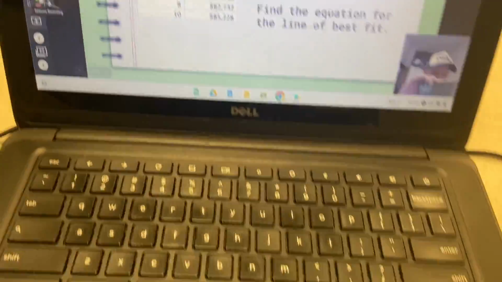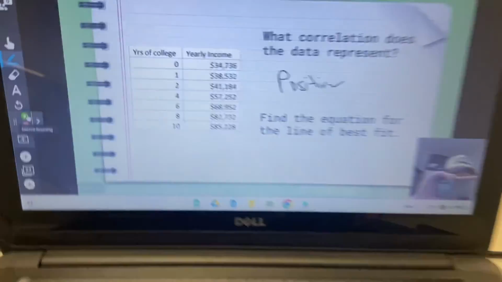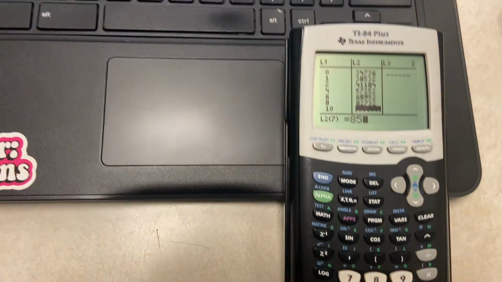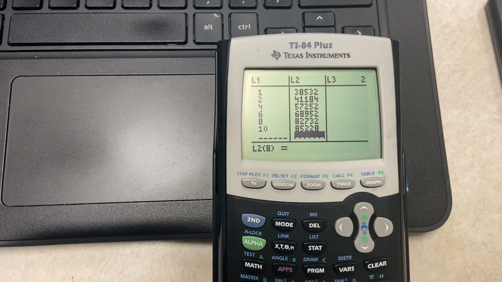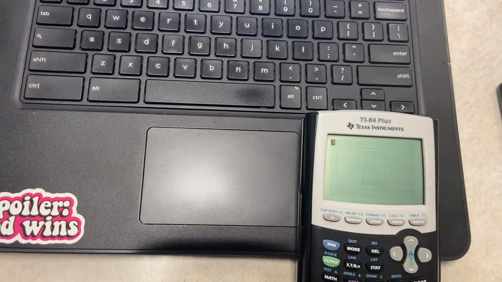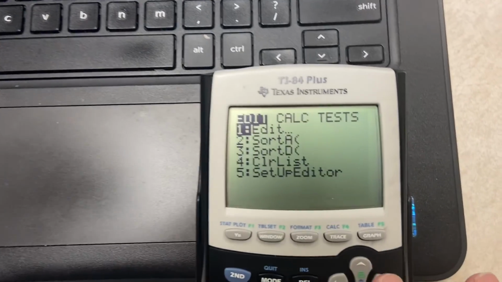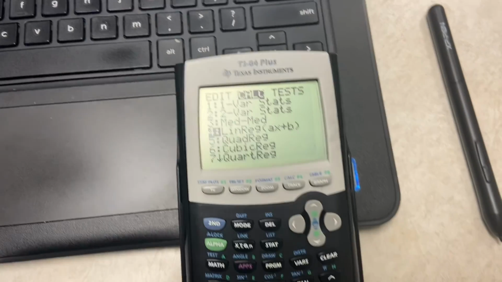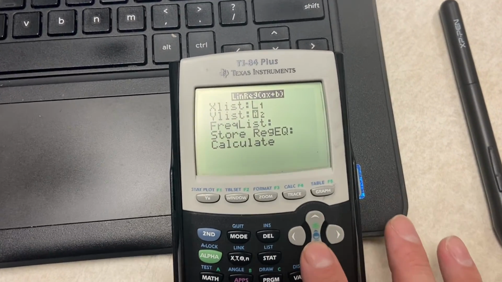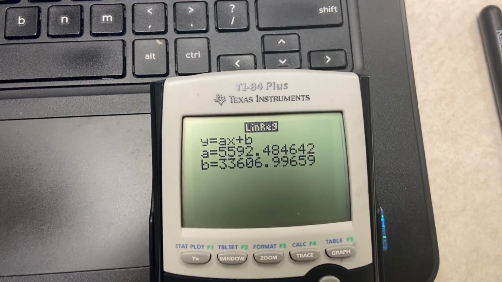82,732, enter. And then somebody who went to college for 10 years is 85,228. All right, all of my numbers are in. Second mode quits out. Now I'm going to hit stat, go to calc, go down to LinReg, or just hit the 4 button, then go down to calculate and hit enter.